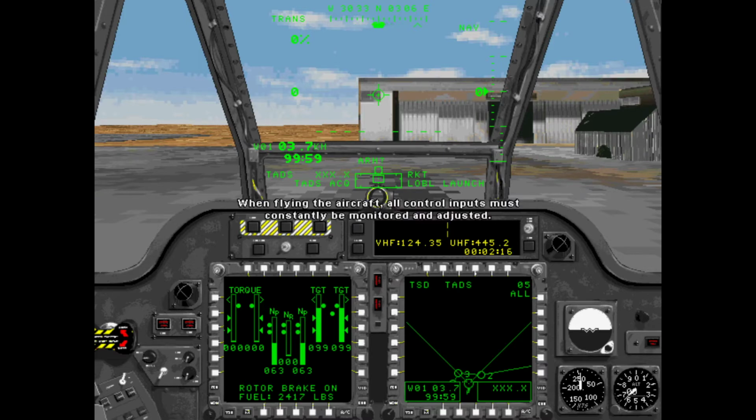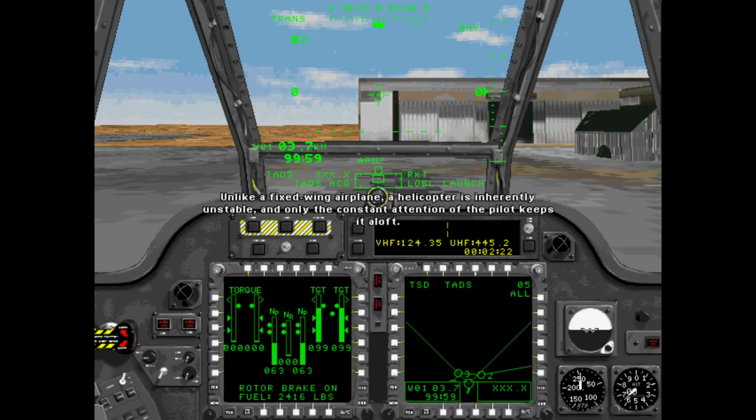When flying the aircraft, all control inputs must constantly be monitored and adjusted. Unlike a fixed-wing airplane, a helicopter is inherently unstable, and only the constant attention of the pilot keeps it aloft.